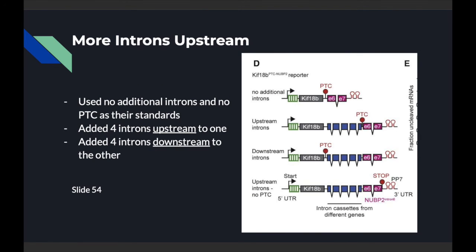They created a second experiment to test these models using the KIF18B PTC-NUBP2 gene, reasoning that it had displayed a moderate cleavage rate earlier, though not indicating when, to allow for easier detection of increases and decreases in NMD.